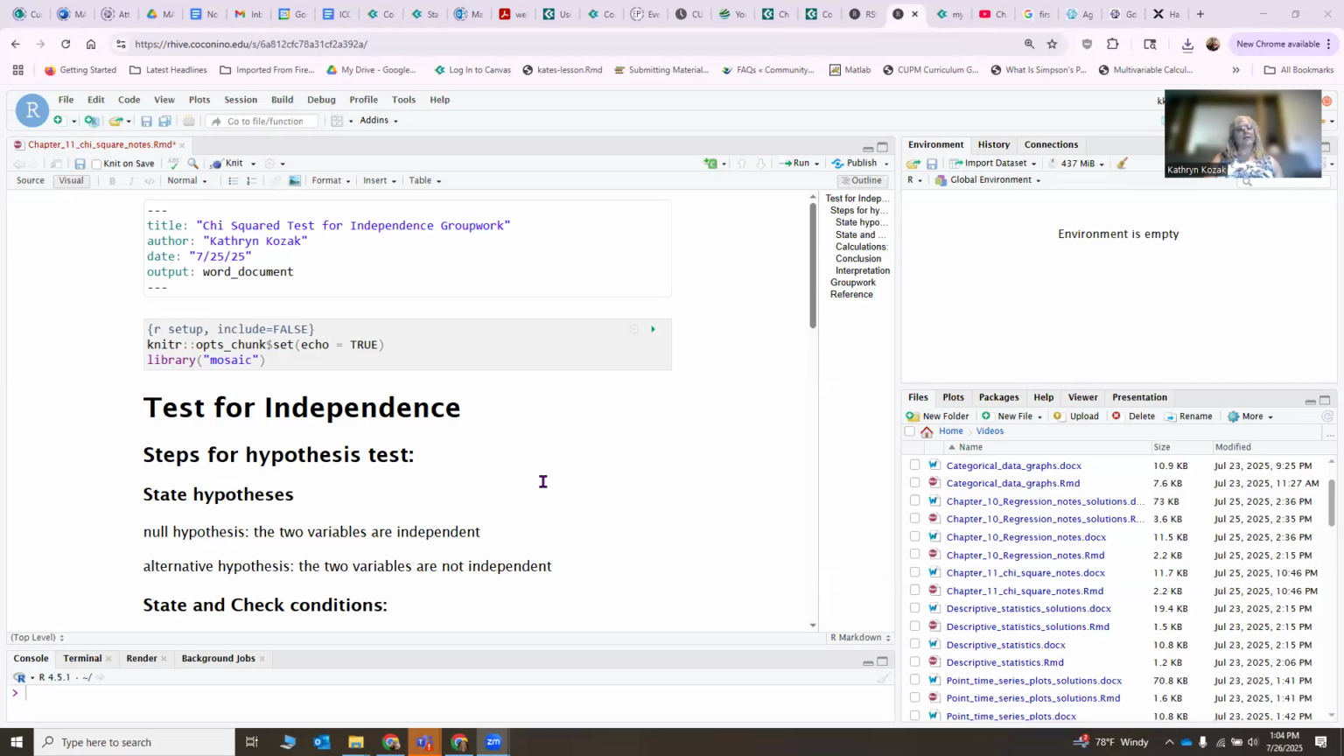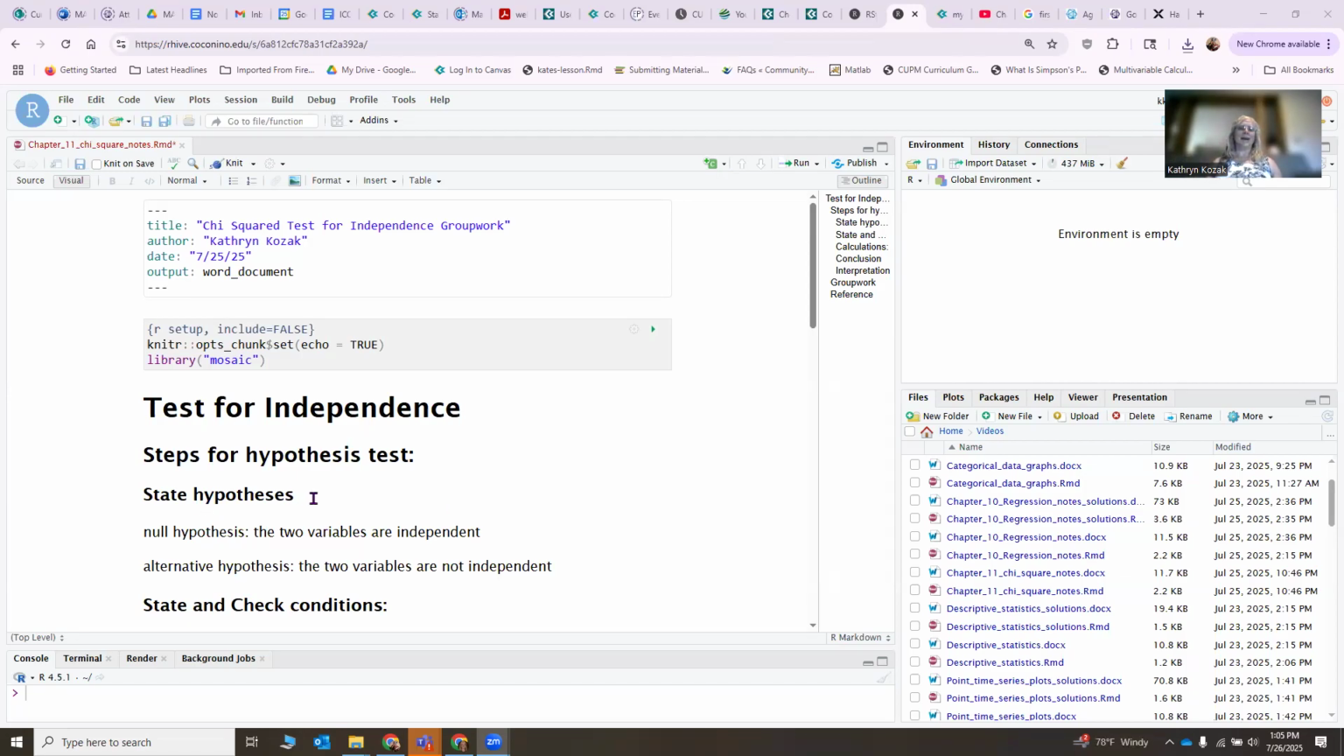We've been doing tests on quantitative variables. What I want to do is look at this one example where we can do things on categorical variables. It's called the test for independence. There are other ones we can also do, but this is the one we're going to be getting into, the test for independence. The steps for a hypothesis test, again, are exactly the same.